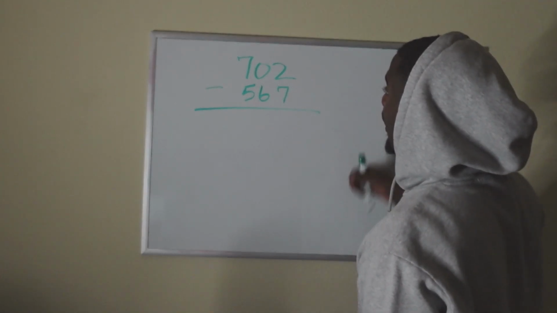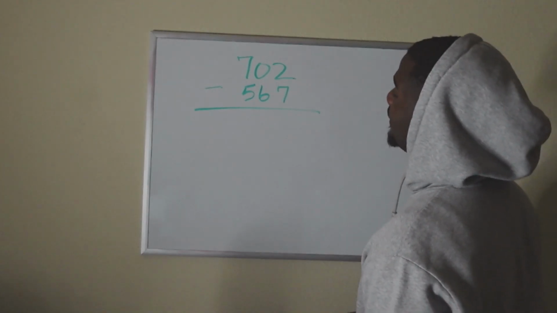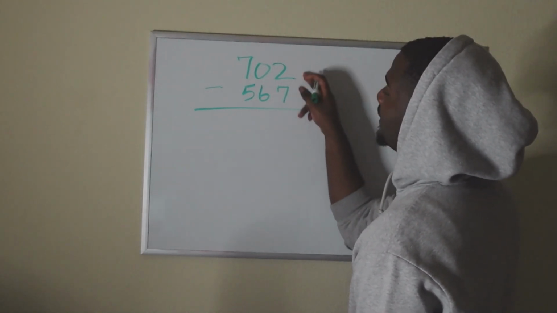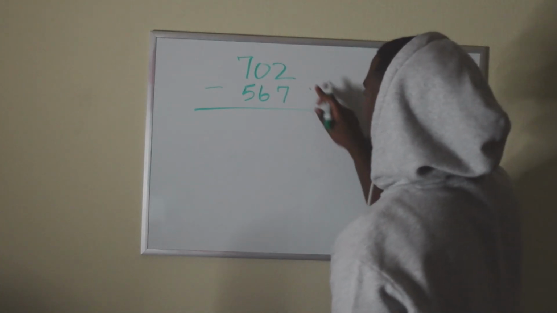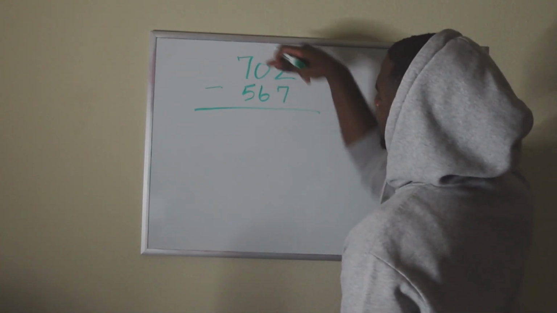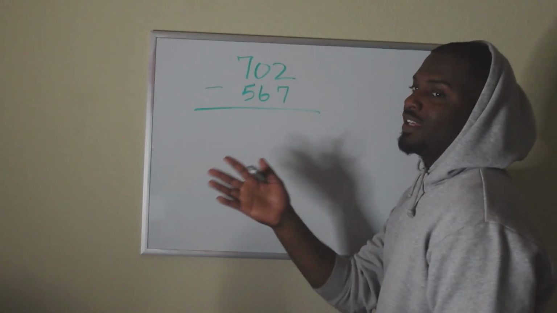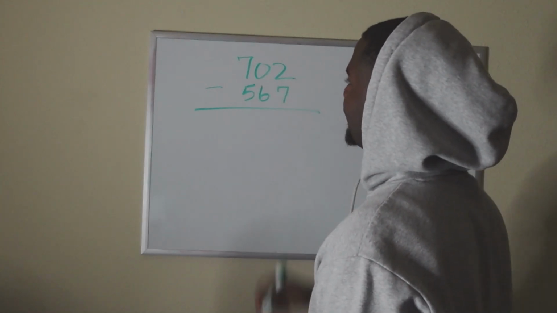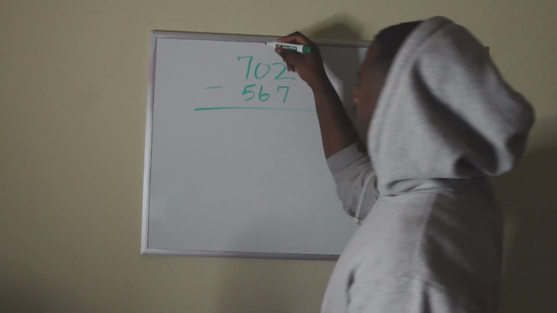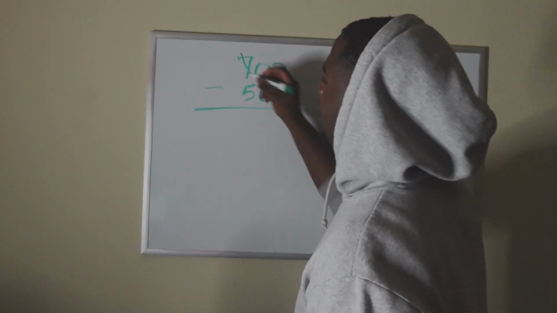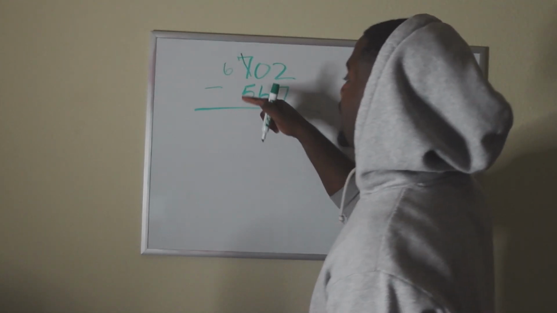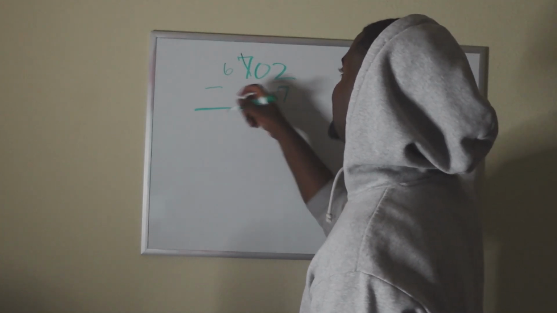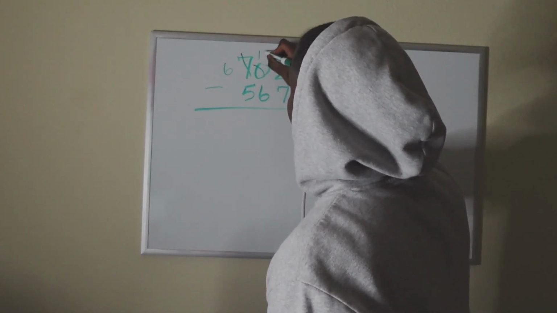So we have 2 minus 7. We can't do that because 2 is less than 7, and we can't subtract a number that's less than the bottom number. So we have to go borrow from the tens place. But we don't have anything in the tens place to borrow from. So we have to borrow from the hundreds place first. So if we're borrowing from the hundreds place, this 7 becomes 6 because when you borrow, you just subtract 1, right? So that becomes a 6, and the 0 now becomes a 10.